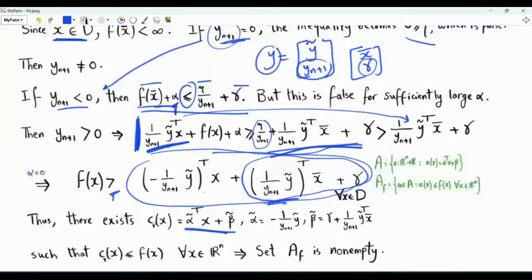Using the separation theorem, we were able to find an affine function that is a global underestimator for the function f of x. Recall that if x is not in the effective domain of the function, then f of x is plus infinity. So there is no worry here. For every x in Rn, we have f of x greater than or equal to this affine function. The existence of this affine function follows from applying the separation theorem. The conclusion is that the set AF, the set of affine functions that are global underestimators of the function f of x, is non-empty.